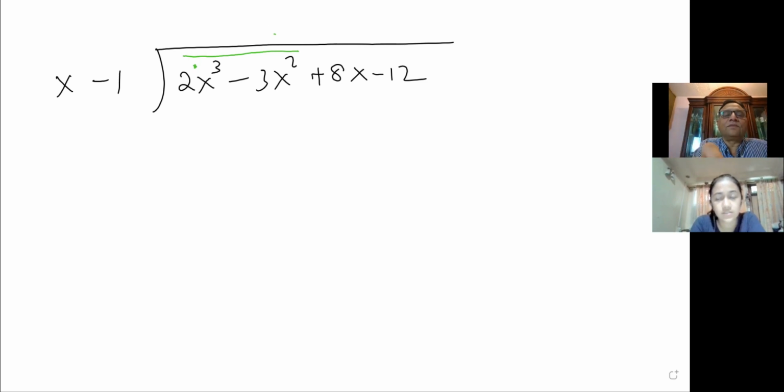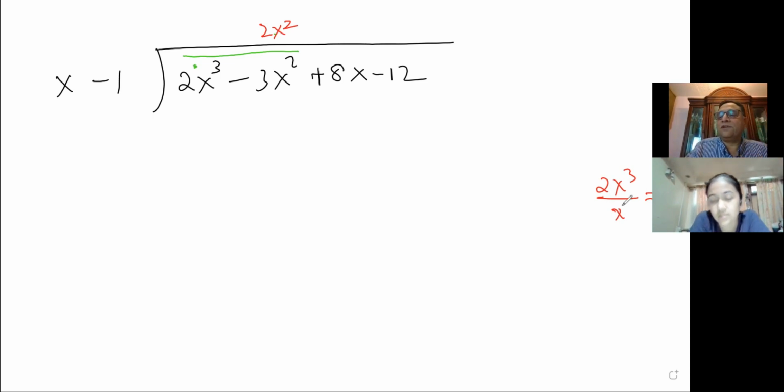2x squared, right? Yes. How do you figure this out? You write on the side. Just a second. Why don't you write 2x squared, not 2x? See, 2x cubed divided by x is how much? Do it on the side. So you get 2x squared. Do you see that?